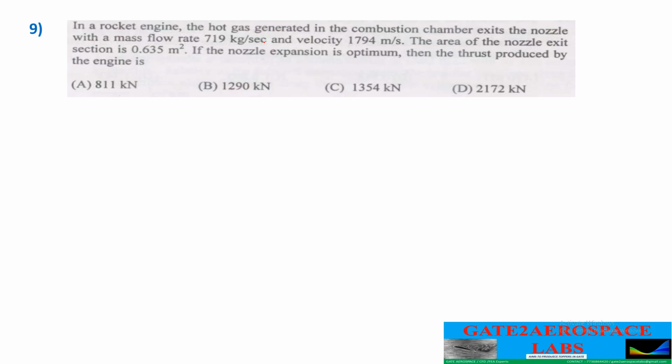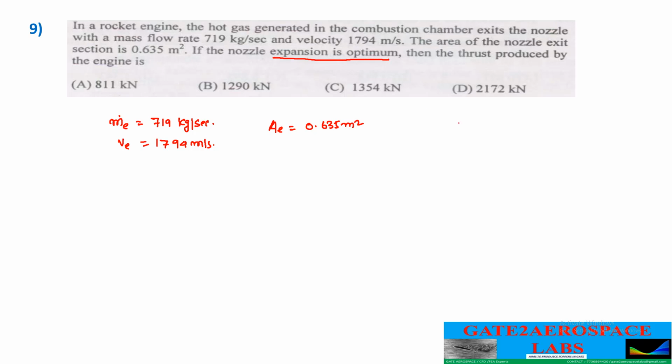in a rocket engine, the hot gas generated in the combustion chamber exits the nozzle with a mass flow rate. The exit mass flow rate is given, that is 719 kg per second, and the velocity with which it is exiting is 1794 meters per second. Okay, we know the exit velocity. Then the area at the exit is also given, that is 0.635 square meters. The nozzle expansion is optimum.